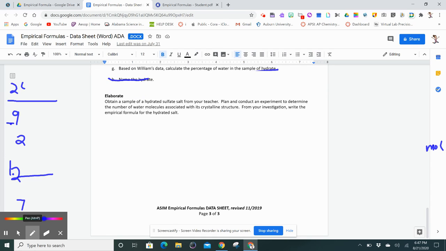We are not going to do the elaborate section of this lab at this time. So once you get done with the scenario with William, then you will have completed this lab and you can just submit it.